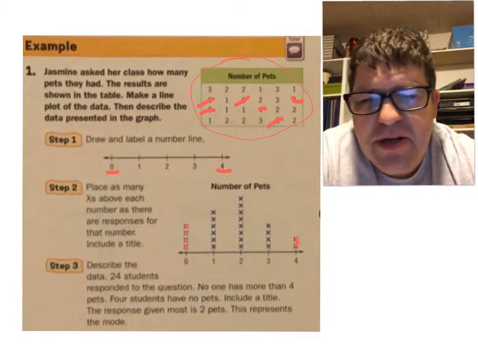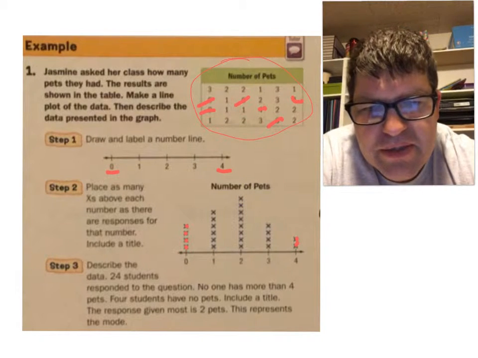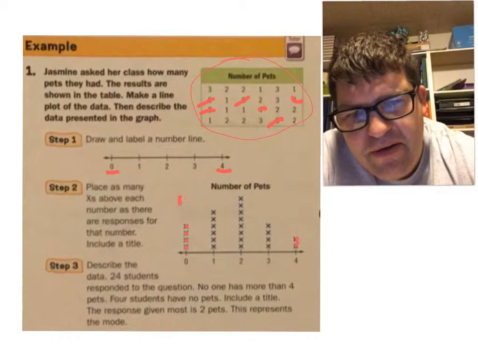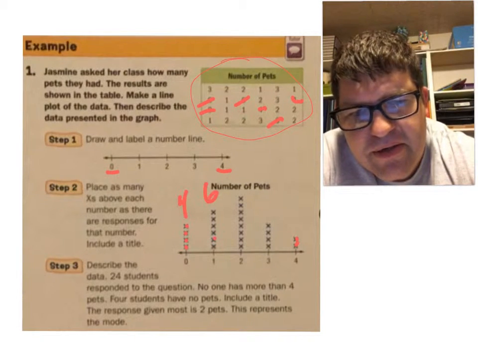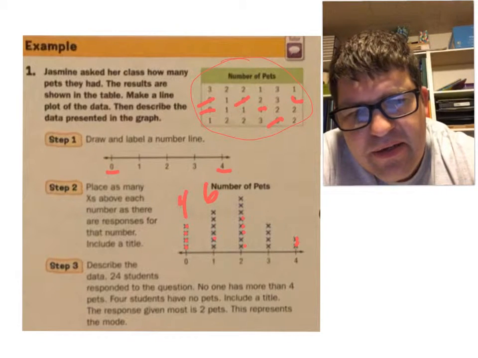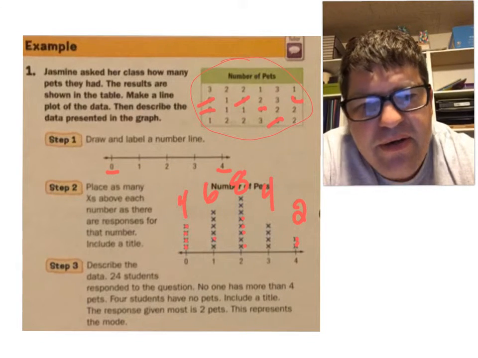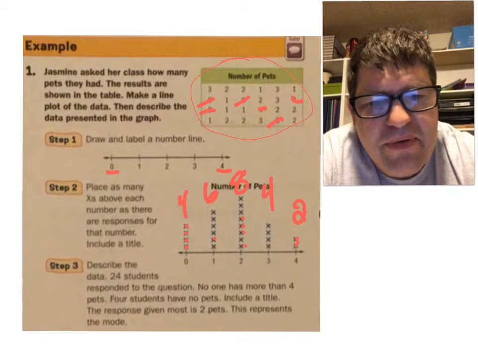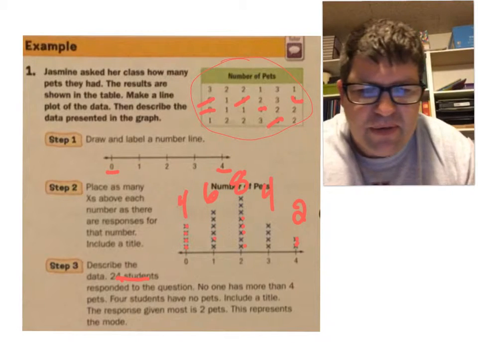Okay. So now let's describe the data. It says 24 students responded to the question, and we can count that. We can understand that because there's 4 students here. 1, 2, 3, 4, 5, 6 students here. 1, 2, 3, 4, 5, 6, 7, 8. 8 students there. 4 there and 2 there. So if we add all those up, that's 10, 18, 22, 23, 24. 24 students responded to the question.